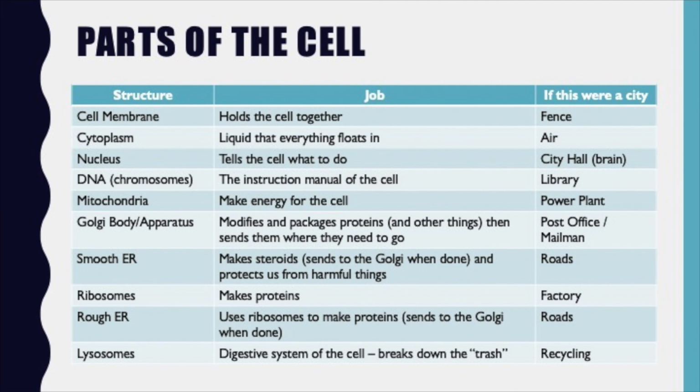Alright, and that is it for the drawing. So here is a little summary of what we talked about of the different parts of the cell. On the left-hand side, we have the structures that we talked about. In the middle, we have the job that that structure had. And on the right side, I labeled what we had for our cell city, or what it would be if it were a city. So I hope you find this useful in being able to look at the cell.